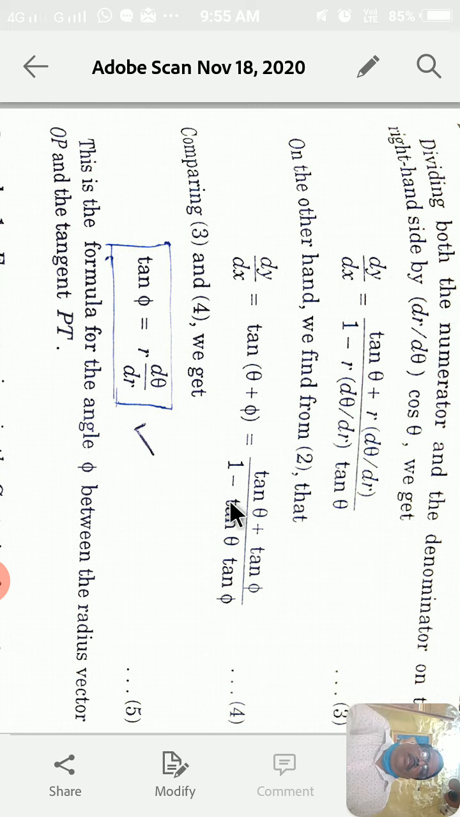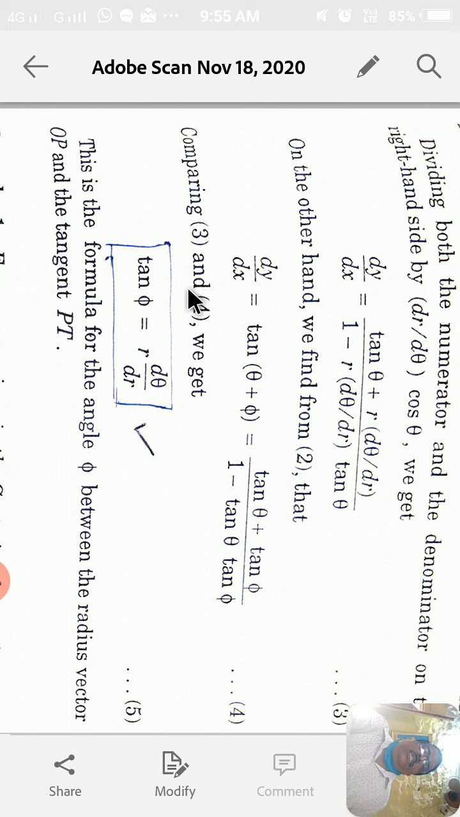Now see here, tan theta is equal to tan theta, correct? Then here 1 is equal to 1. Then tan theta is equal to again tan theta. But in place of tan phi, here we are having r into d theta by dr. Similarly, in the numerator, in place of tan phi, we are having r into d theta by dr. So this means that tan phi is equal to r into d theta by dr. So comparing 3 and 4, we obtain tan phi is equal to r into d theta by dr.